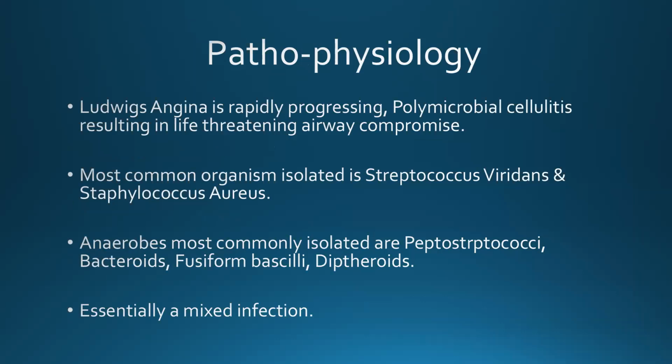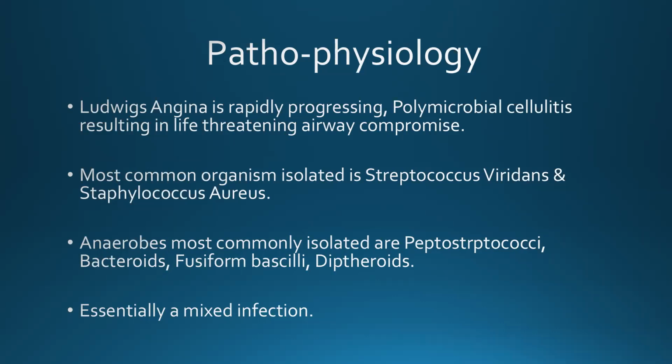Now, what is the pathophysiology of the disease? We've already discussed it is a rapidly progressing disease. What we also need to understand is it is a polymicrobial cellulitis. Polymicrobial meaning multiple types of microorganisms are responsible for development of this disease. And this disease leads to life-threatening airway compromise.